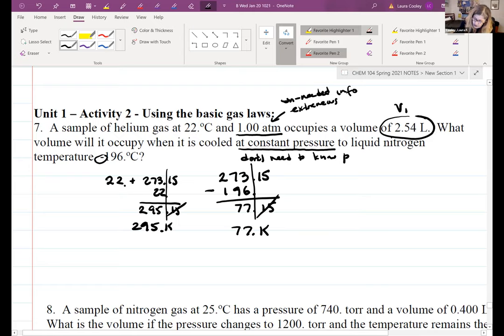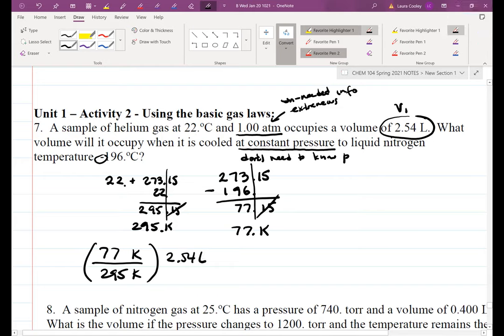This is the first volume. So how did you solve? What do you have to do here? Where do you have to put these? So I believe that we did 77 divided by 295. Yeah, but let's go over why that is, okay?